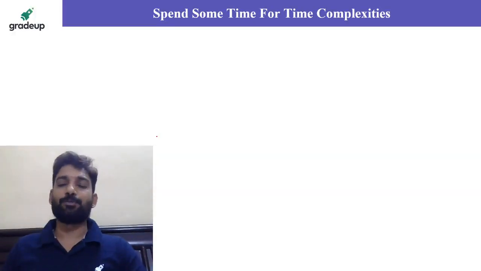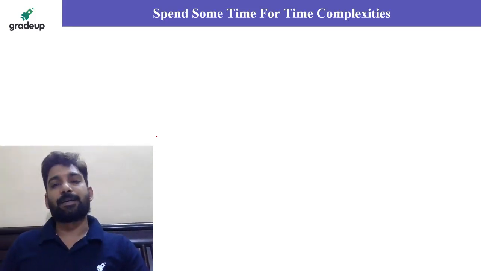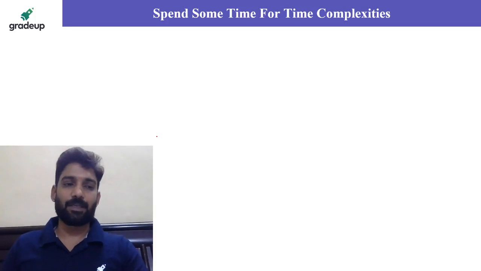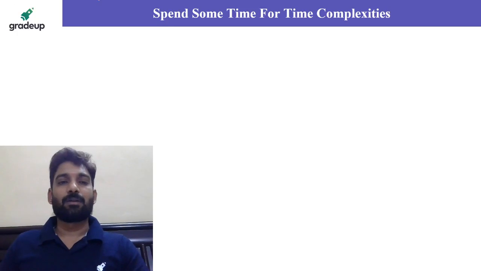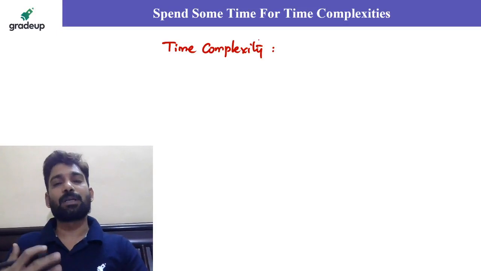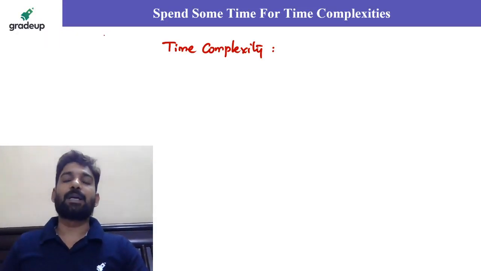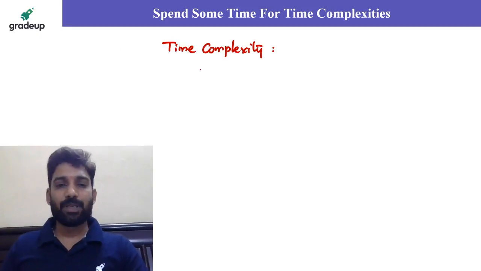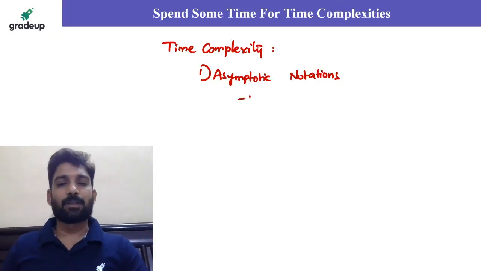So guys, before we go for problems, what is important for the NIELIT exam with respect to time complexities is, firstly, I am not discussing any topics or concepts here, but I will tell you what you have to look at with regard to time complexity. Firstly, asymptotic notations: the big O notation, big omega notation, and theta notation.